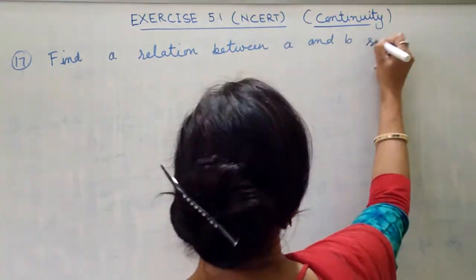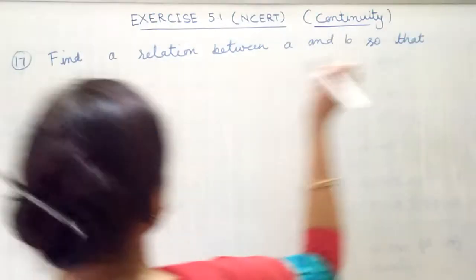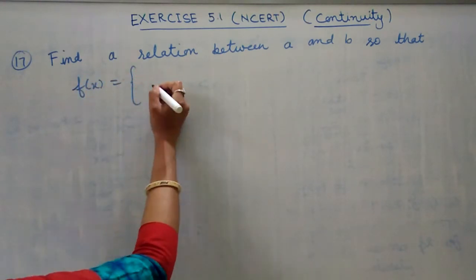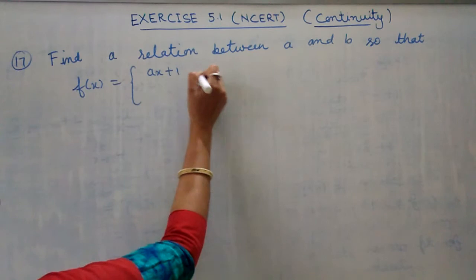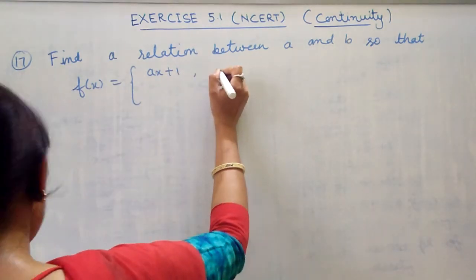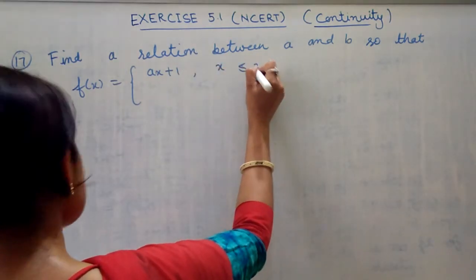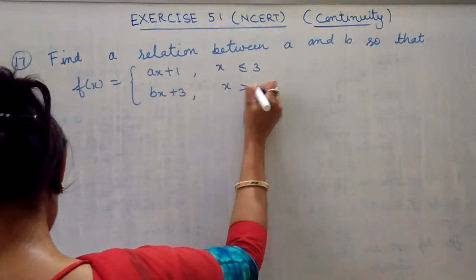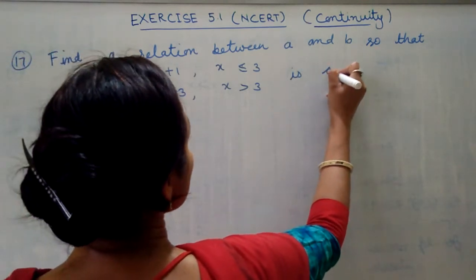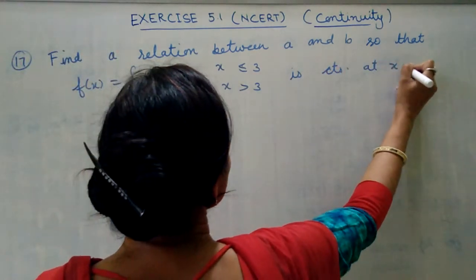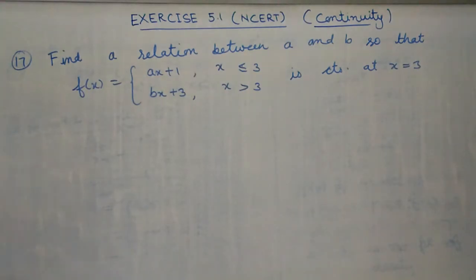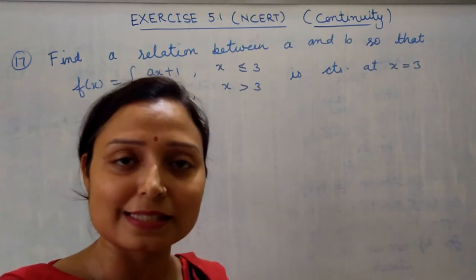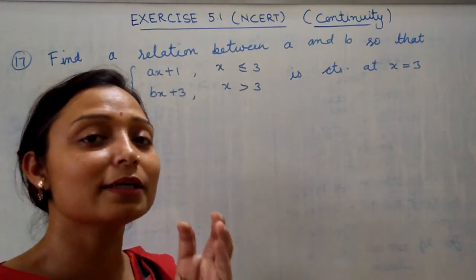So that the function f(x) equals ax plus 1 when x is less than or equal to 3, and bx plus 3 if x is greater than 3, is continuous at x equals 3. So this is the question in which the function is given as continuous at x equals 3 and you have to find the relation only.